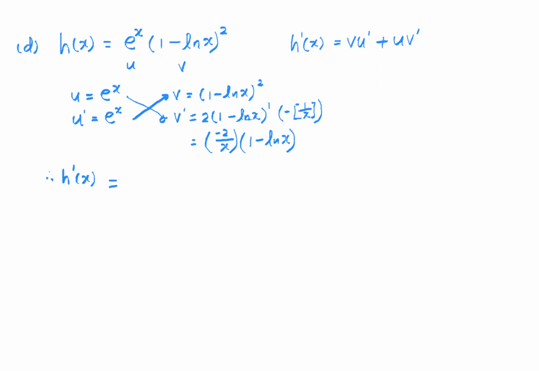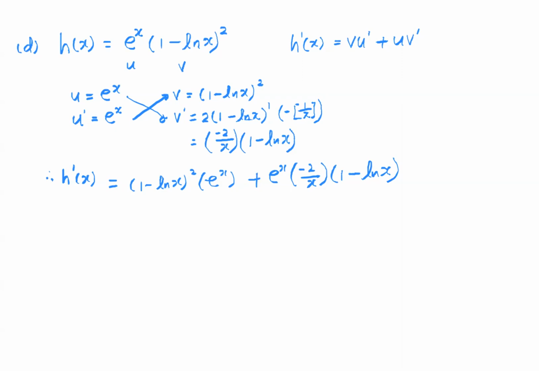So for those who are not very good in memorizing formula, what you need to do is write it nicely, then you will know what to do next. So it will be (1 minus ln x) squared times e to the power x plus e to the power x times negative 2 over x times (1 minus ln x). If this is 3 marks, you work until here, you get 2 marks. If the question says you do not need to simplify, then you will get all the 3 marks.